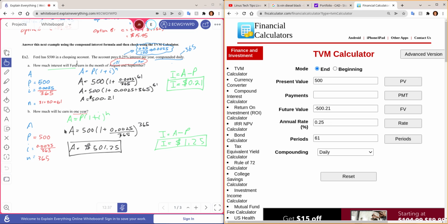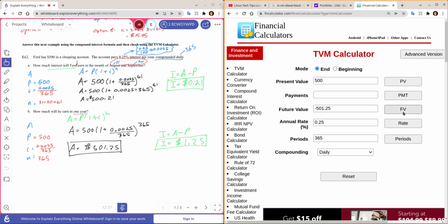Okay, so now let's do it for B. So we are good. All right, so now let's do this again for B. The number of compounding periods for B is 365 because we're going to spend an entire year compounding. So we're going to put 365 this time. And now we're going to click the future value again, and we'll check to see if we get the right answer. 501.25. Boom. Perfect answers. And that's how we use our TVM calculator.